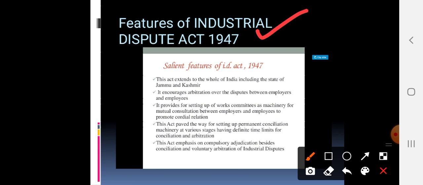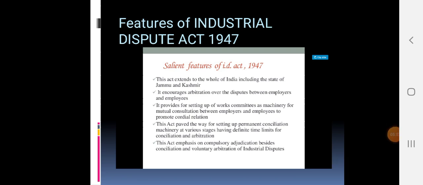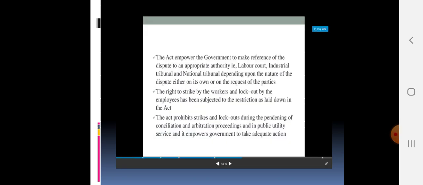So this act has made a provision for compensation to the workmen even at the time of transfer, or at the time of closure of the organization. So these are the features, or I can say salient features, of the Industrial Act. Next is, what are the objectives of this Industrial Dispute Act?